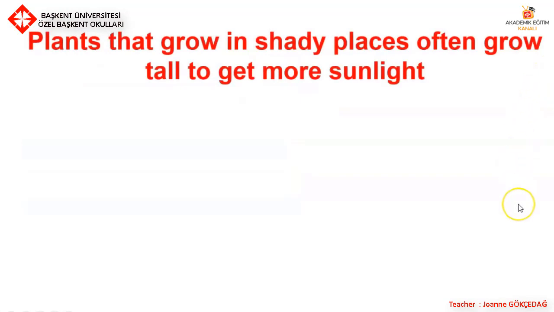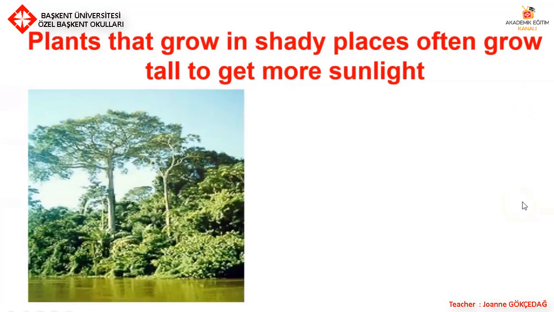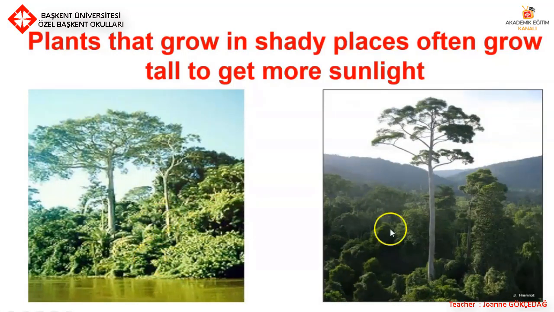Plants that grow in shady places often grow tall to get more sunlight. These pictures are both pictures from a rainforest where the plants have grown very tall. This tree is in the canopy of the rainforest. The stem or the trunk is very thin, but then you've got lots and lots of leaves at the top.